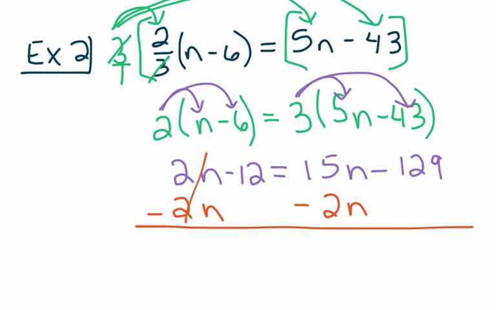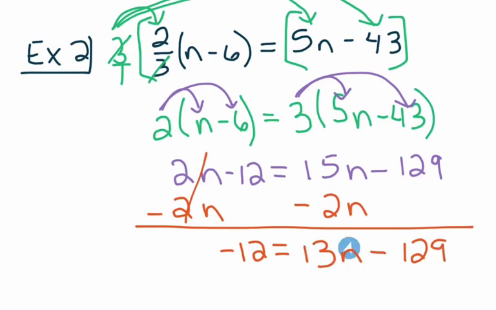These cancel. Do not forget about this minus sign here. This minus sign is connected with the 12. We need to make sure that we bring that down with our 12. Bring down our equal sign and keep those all aligned. Now, 15n minus 2n is going to give me 13n minus 129.